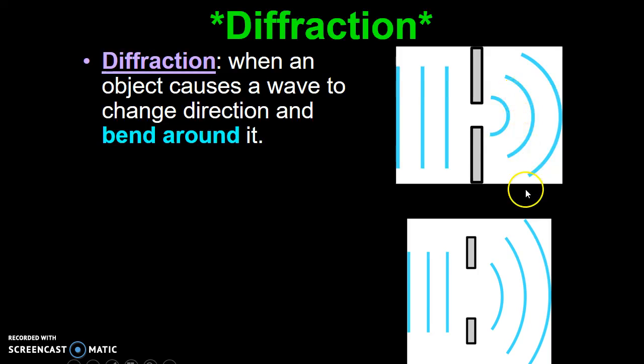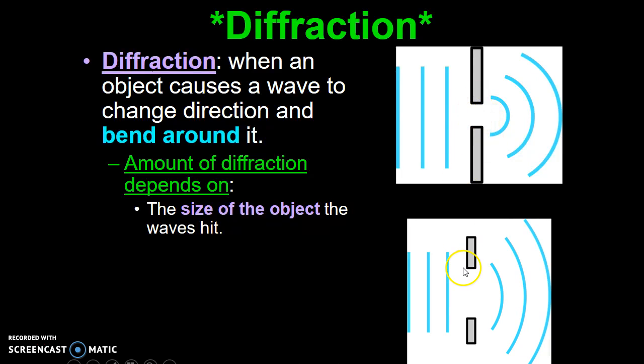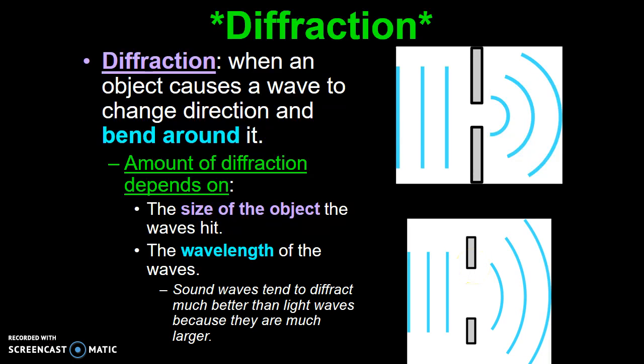And so you can see there's two different pictures here. In one of them, the window is rather small. The other one, the window is rather large. When the space is larger, the waves don't have to bend as much in order to get through it. So the amount of diffraction depends on the size of the object the waves hit. You can see here again how that affects it. And then the wavelength of the waves. For example, sound waves tend to diffract much better than light waves because they are much larger.